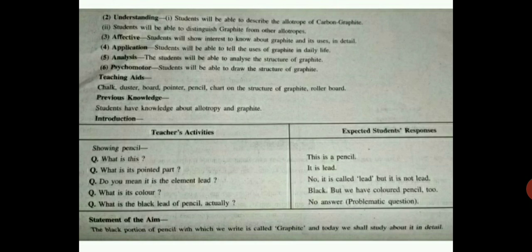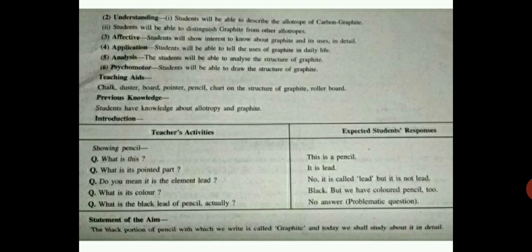The child will answer, obviously, it is lead. Usually children say it is lead, it is lead. So they have general knowledge about this. Now the pupil teacher asks, do you mean it is the element lead? The child will say, no, it is not that particular lead, which is Pb, but in common language, in layman's language, we usually call it lead.